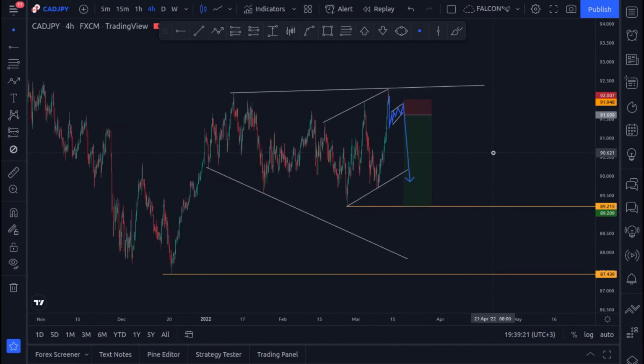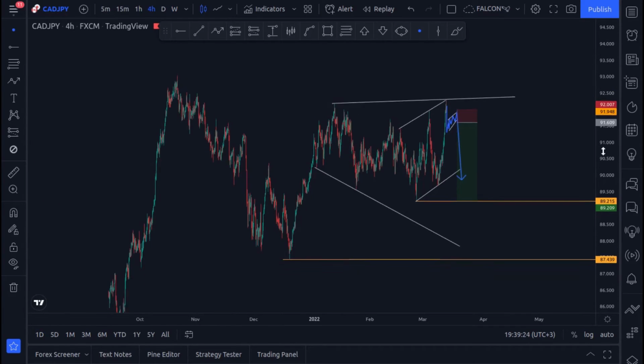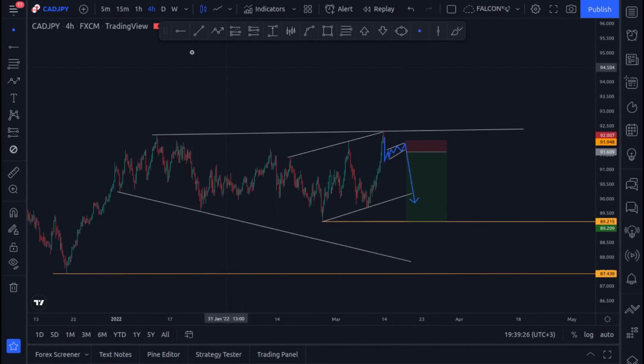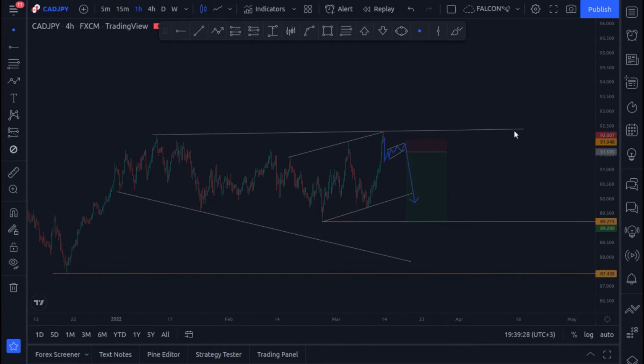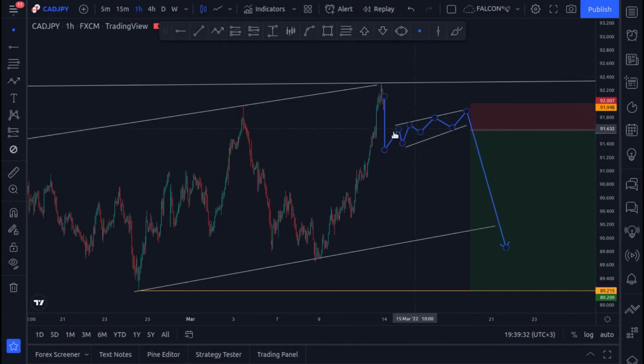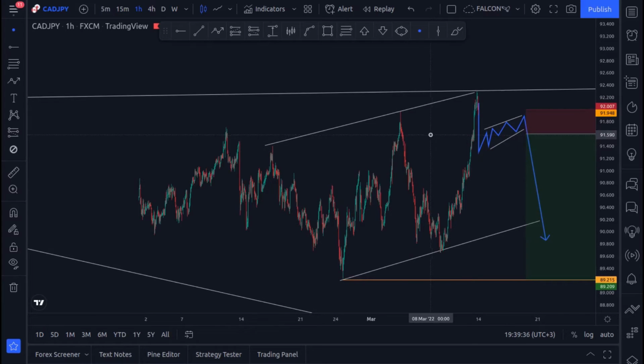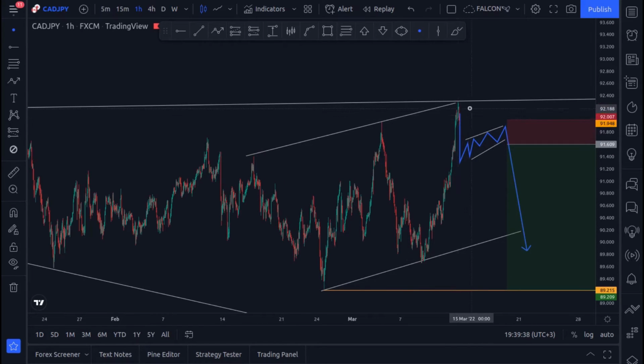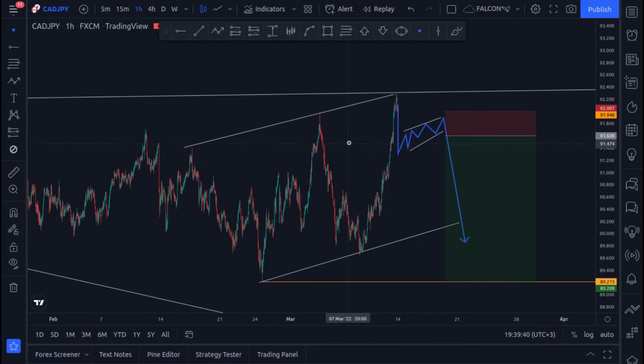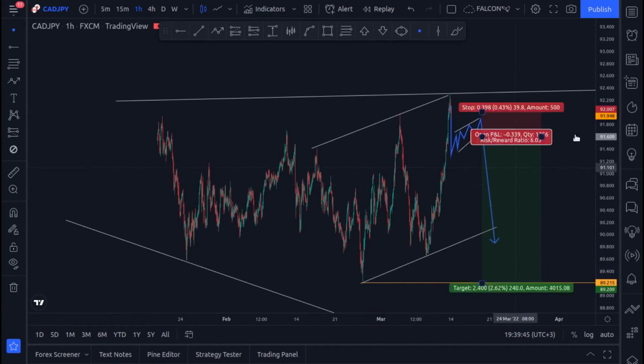Okay, so that's it for CAD. Looks really good, and it's actually ready. When the market opens, if you are a risk trader like me, you can just enter this market. Okay, or you can just wait for a 15 minute correction, just a small correction here, and you enter the trade, because the risk will be so small.